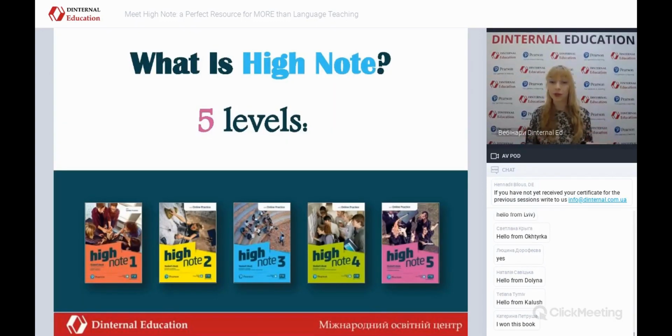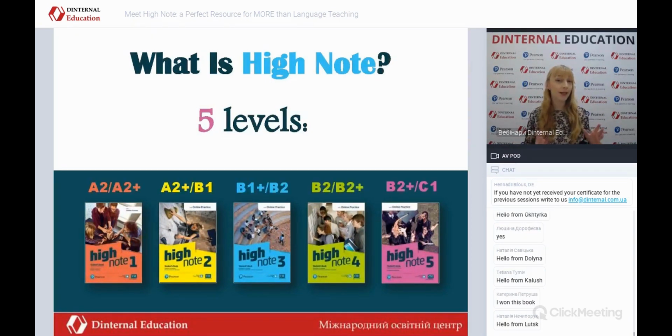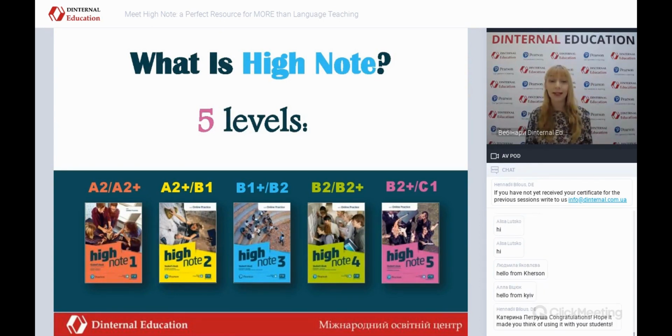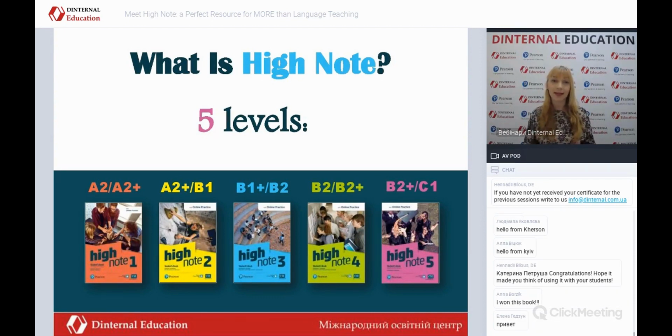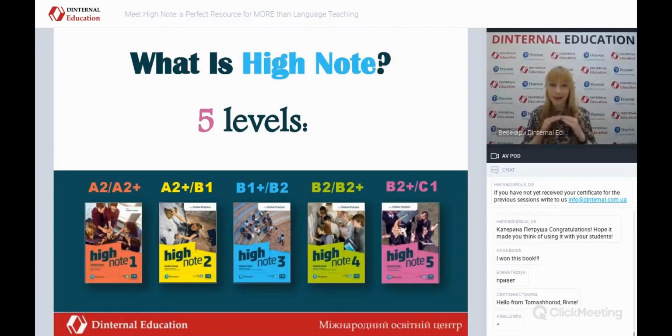So as you can see from the pictures, there are 5 levels of High Note, starting from A2 to C1, or maybe even C1 plus if we take a closer look at the CEFR scale. And if you really look attentively at the levels here, the CEFR levels, you will see that level 3 is full B2, level 4 is B2/B2 plus. So this resource is a little bit higher in the CEFR levels than some other resources for this age group that you may find.